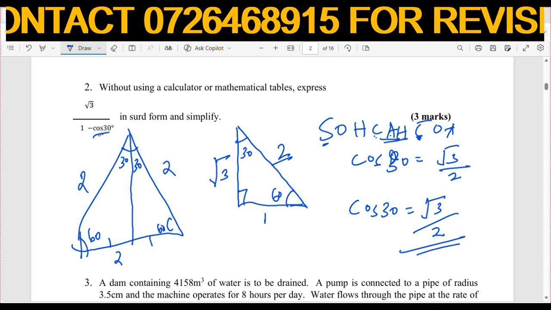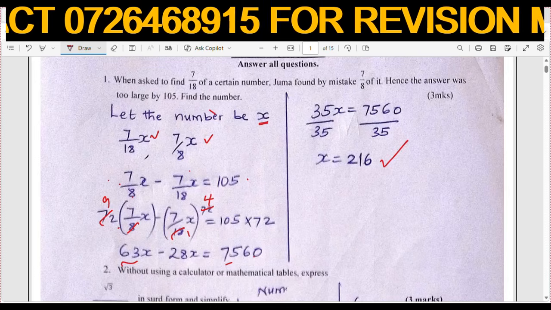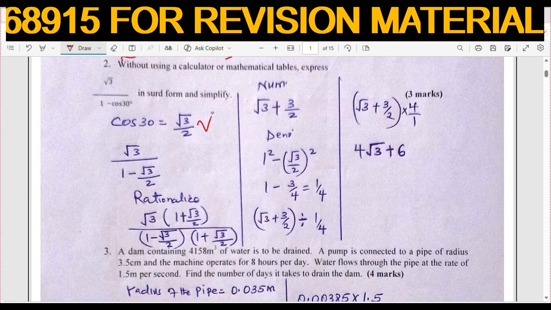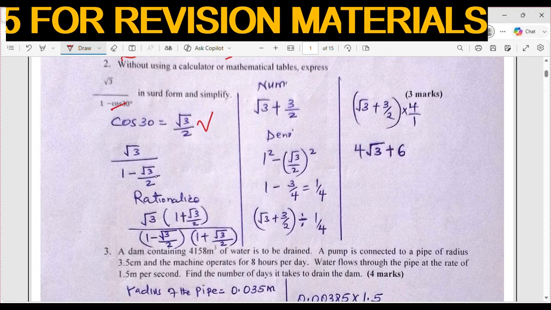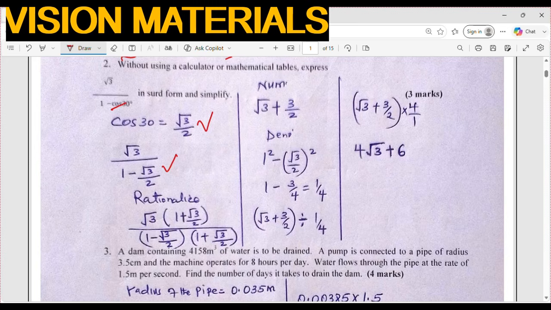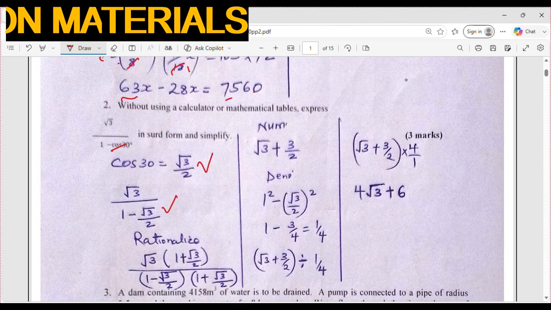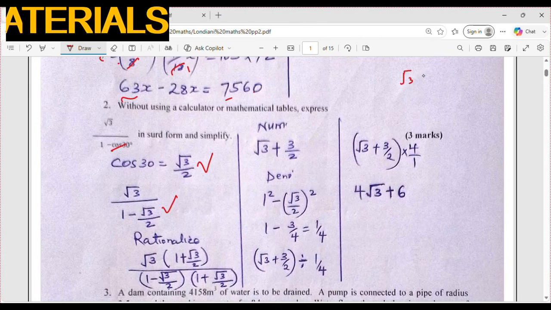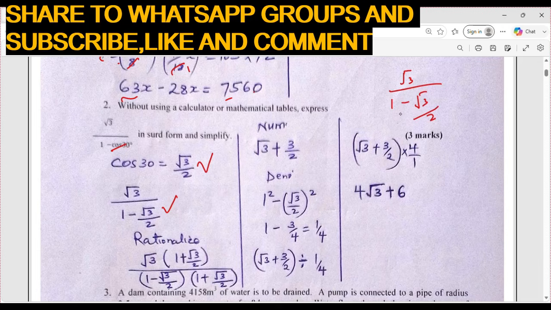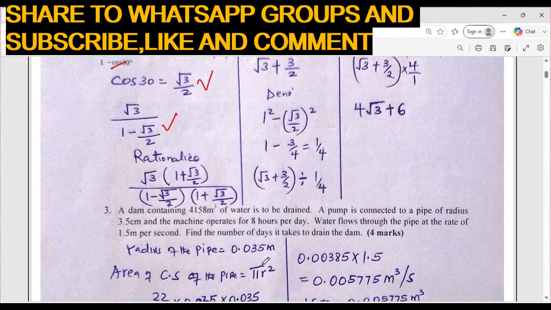Now that one you substitute it here. Once you've done that, you come and do here. So we have that cos 30 is this one. Now instead of this, you substitute it with this. Then you rationalize that. So when we have √3 over 1 minus √3 over 2, you rationalize. The conjugate of this one is 1 plus √3 over 2. So you multiply the numerator and the denominator by the conjugate of this side.